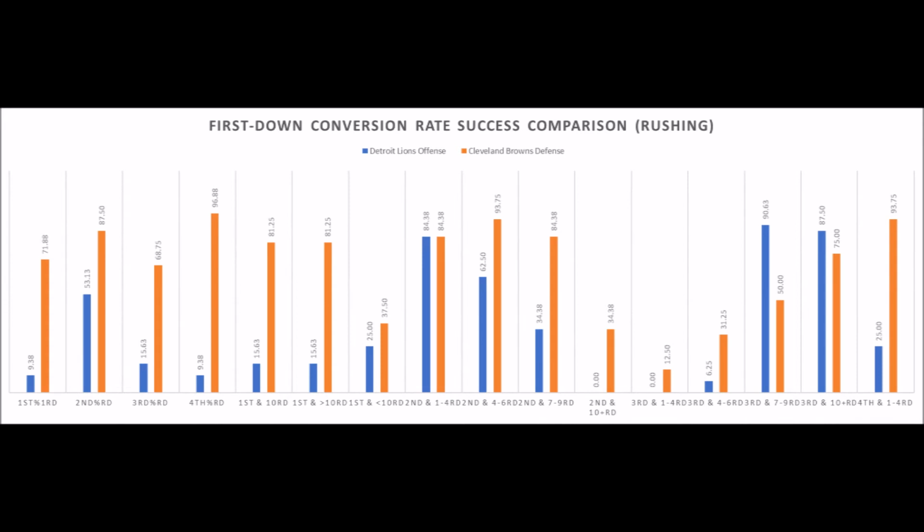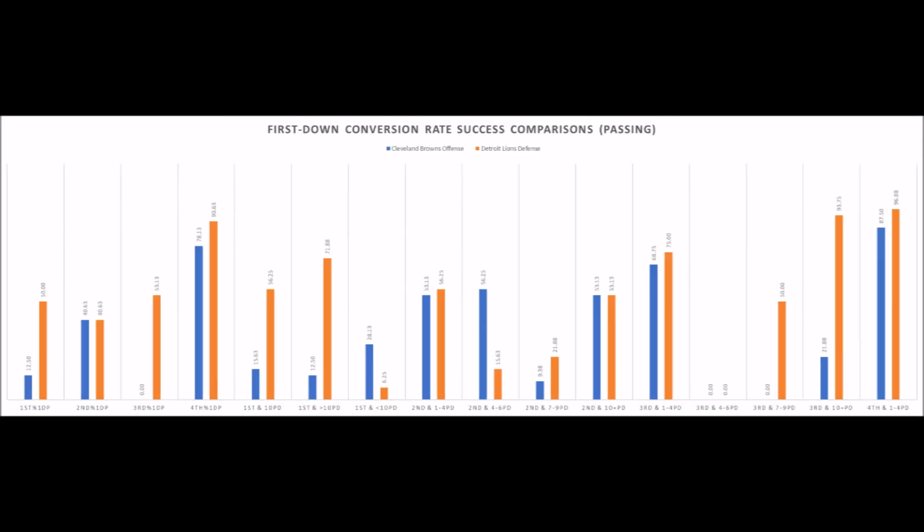Then, of course, you look at passing downs. Browns offense versus Lions defense, and in this respect, the Browns are not doing that hot. Lions are better in terms of every single aspect of things. And again, just to reiterate another point, the Browns have the worst third down passing offense in the NFL. The ability to create first downs with the pass on third down, it's non-existent. So definitely an area where the Lions have the advantage, just because more so of how poor the Browns are.